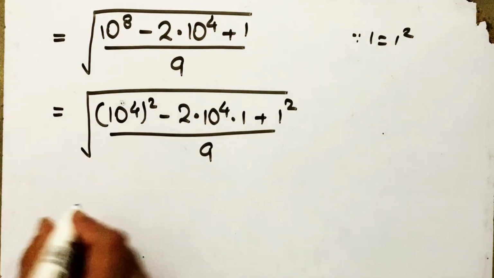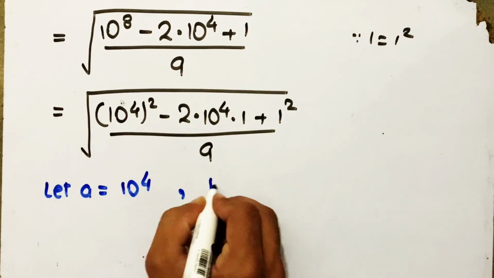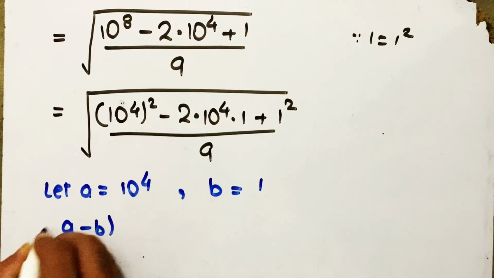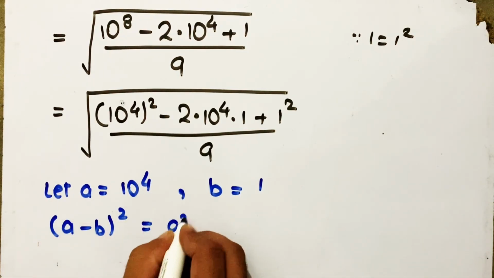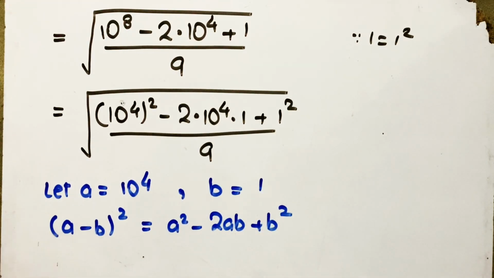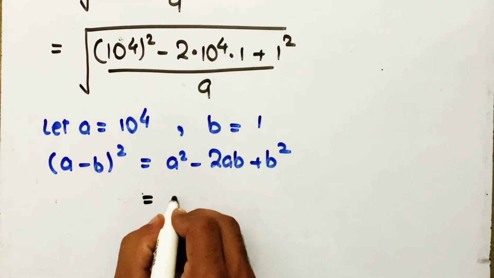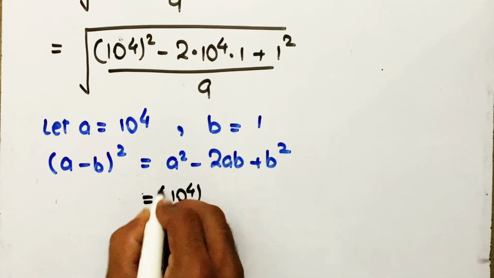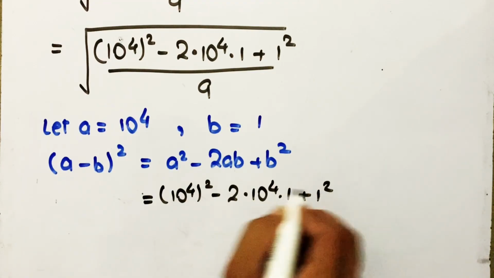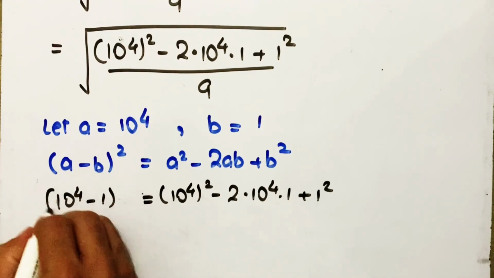So let a equal 10 to the power of 4 and b equal 1. The identity is a minus b whole squared equals a squared minus 2ab plus b squared. So our equation is 10 to the power 4 whole squared minus 2 into 10 to the power 4 into 1 plus 1 squared, which equals 10 to the power 4 minus 1 whole squared.